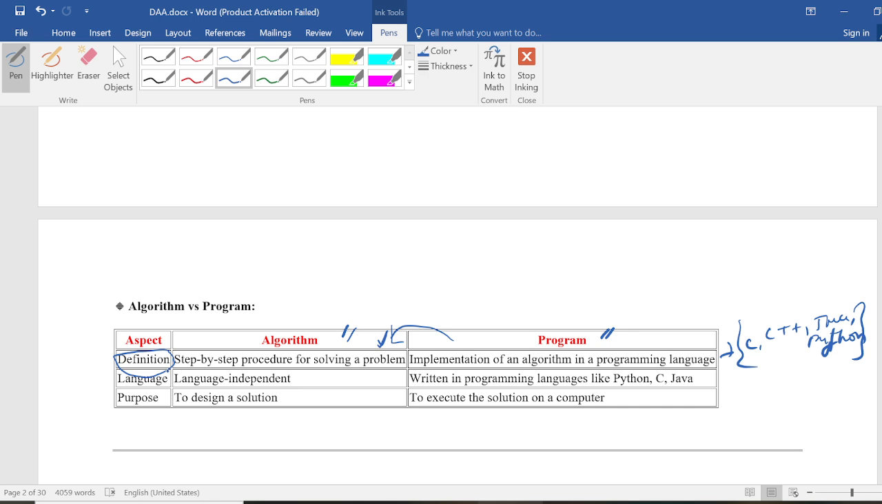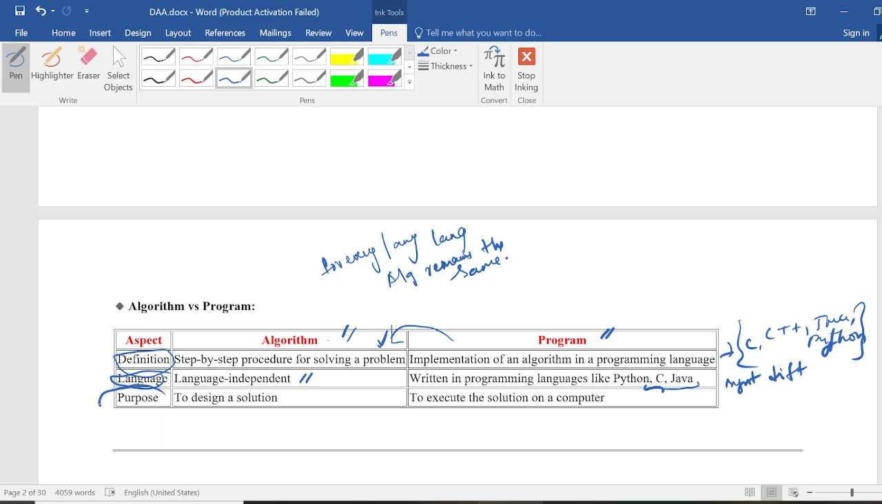So based on the aspect of language, what is an algorithm? An algorithm is language independent. For any language, the algorithm remains the same. And a program is written in programming languages like Python, C and Java. So programming is done syntactically differently for each and every language.